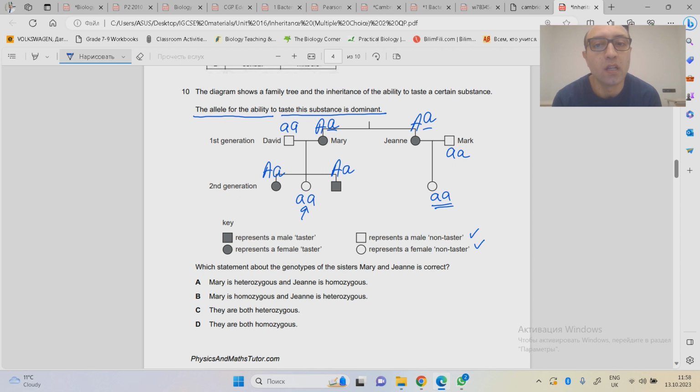Let's see the question. Which statement about the genotypes of the sisters Mary and Jean is correct? So Mary, okay, they are sisters as you see. So guys, both of them, as you see, are heterozygote. Answer is C.